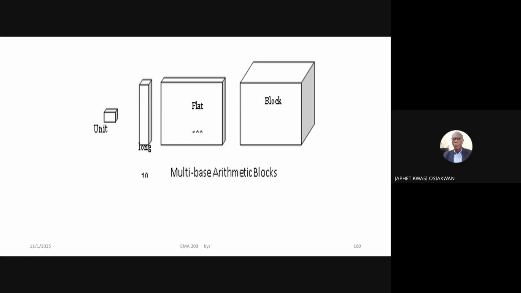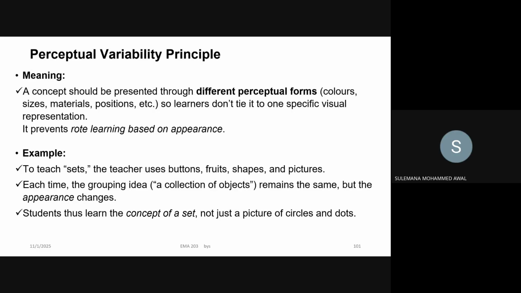Yes, can you see my screen? Please, can you see my screen? Yes, sir. Okay, so I'm moving to the perceptual variability principle.